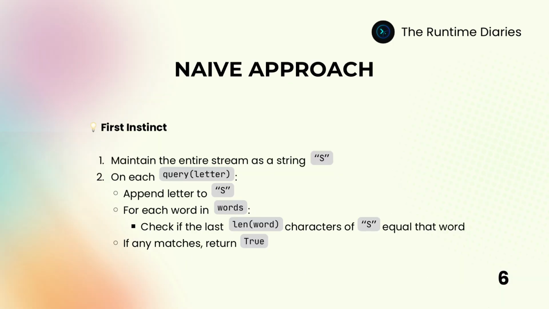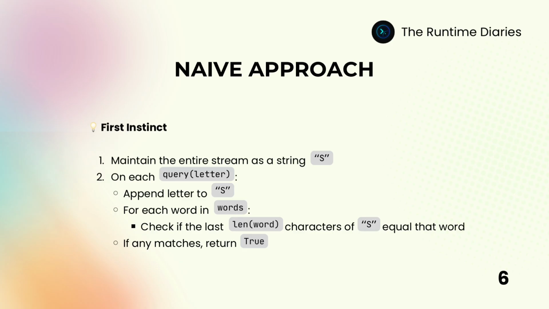All right, let's start with the most natural first instinct, the approach most people think of immediately. What if we just store the entire stream as a growing string? Here's the logic. Start with an empty string S. Every time a new letter arrives, append it. S equals S plus letter. Then, check every word in the dictionary. For each word, see if that word matches the last few characters of S.